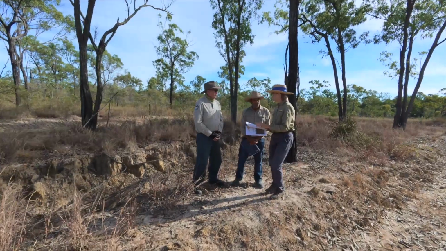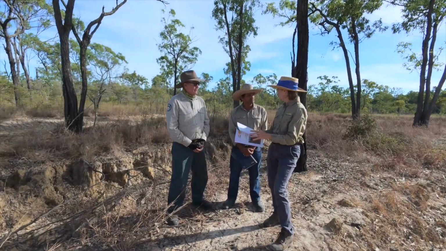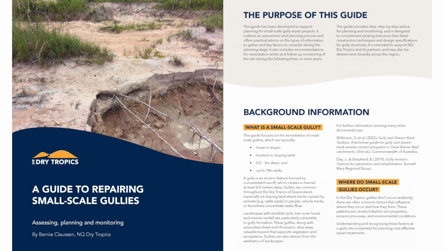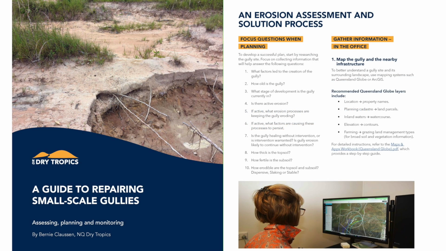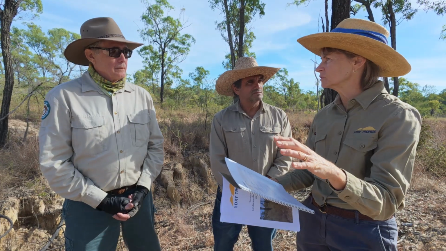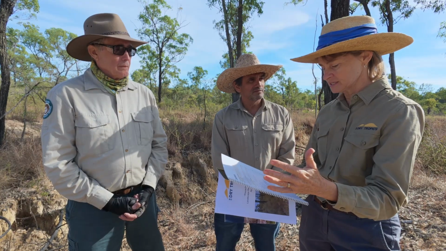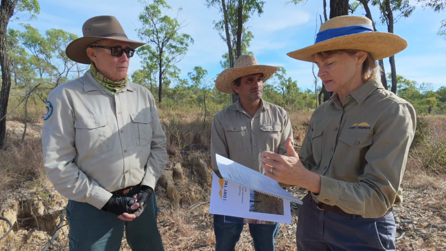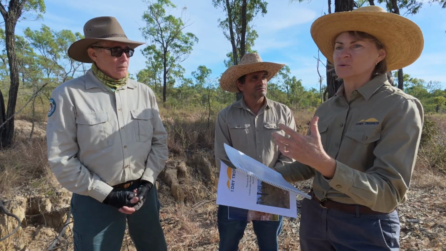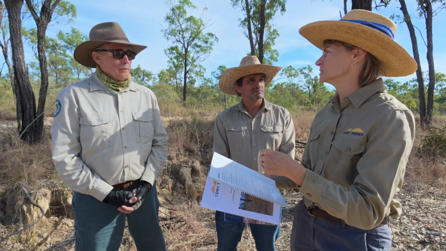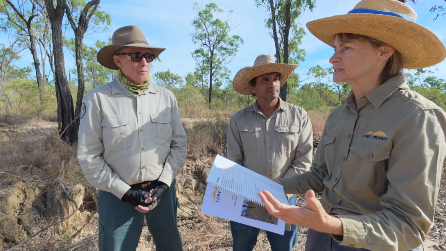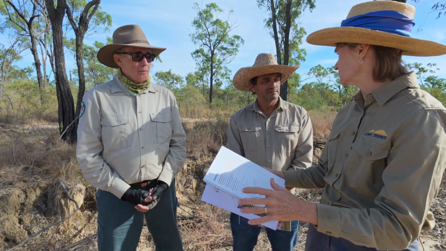So the steps that we followed in order to devise our plan are written in this guide here. We had a session in the office where we looked at satellite images, contour lines, aerial photography and some LiDAR images. And then I also asked Kenneth a whole heap of questions about what the vision for the place was, and what National Parks policies were, and that guided some of the works that we decided to implement.